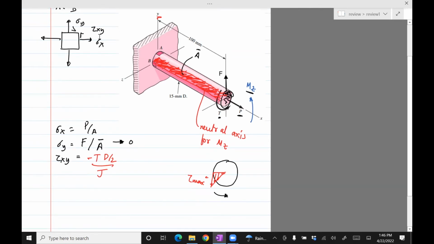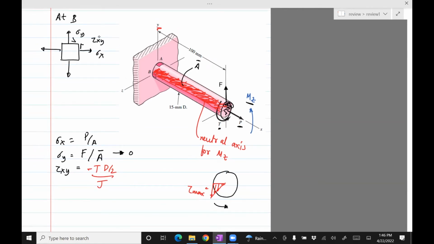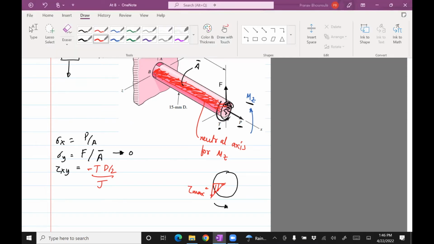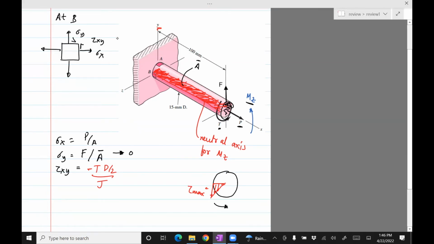Now F will also lead to a shear stress, and that shear stress is because of shear load. F leads to a shear load. So if you draw a free body diagram of this, you'll see that the force at B is also F. And then the value for stress due to F would be 4/3 V divided by A, where V is F. And so this stress is going to be in the direction of F, and it's positive because it's in the positive y direction.